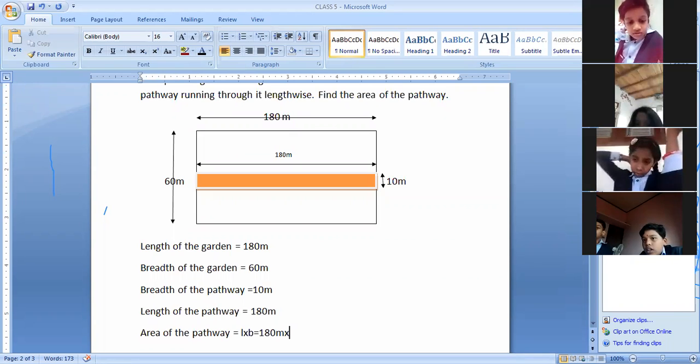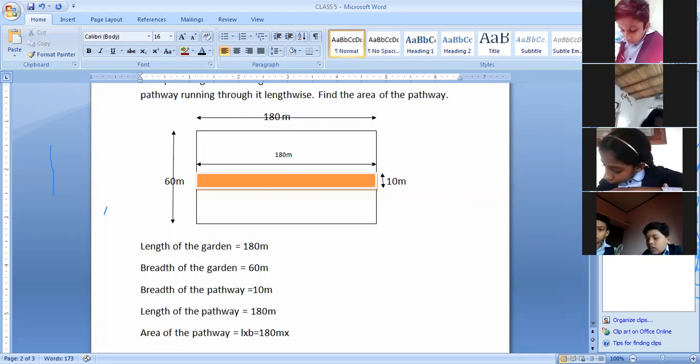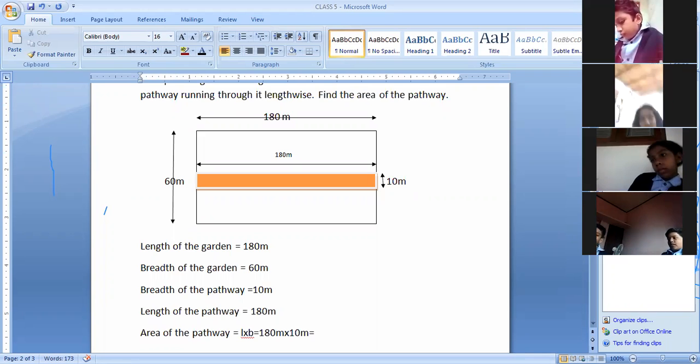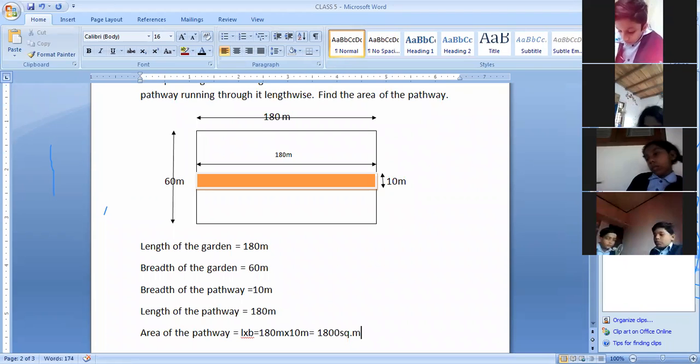So in the case of finding the pathway area, the breadth and length should be of the pathway. You need to consider the pathway's length and breadth only. Clear? 180 meter is the length of the pathway, and 10 meter is the breadth. Breadth of the pathway is 10 meter, not 60 meter. That 60 meter is given there to confuse us. Clear? Okay, Miss. So you have to correctly identify the values. So 1800 square meter is the area of the pathway.